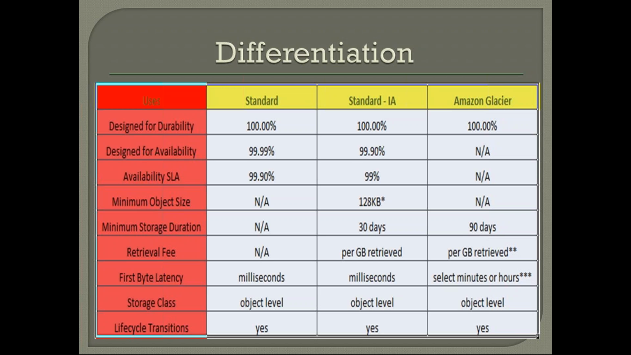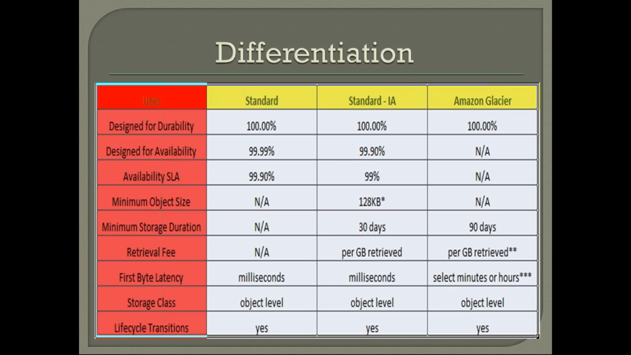Designed for durability. Standard has 100% durability, standard infrequently accessed has 100% durability, and Amazon Glacier also has 100% durability. Here durability is different and availability is different. Availability is like your data is available at different locations and you can retrieve all that data. Durability means the data is secured and no data loss will be there. So in all three storage classes no data loss will be there, and the durability is 100%. So you can prefer all three types for no data loss.